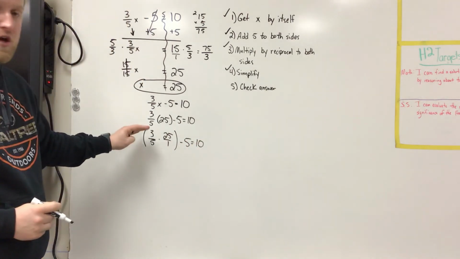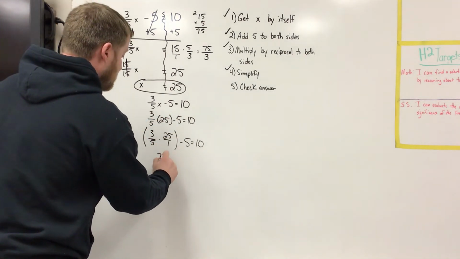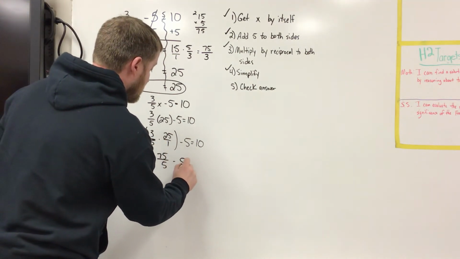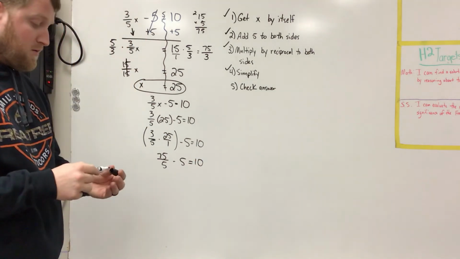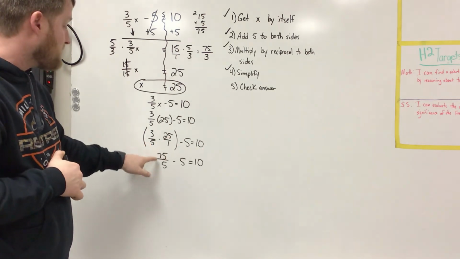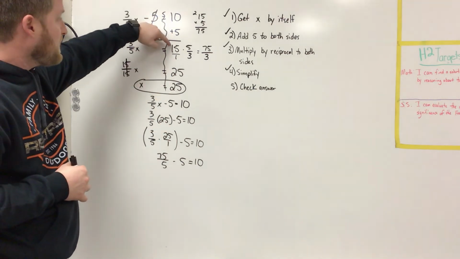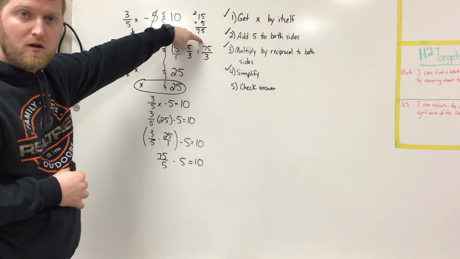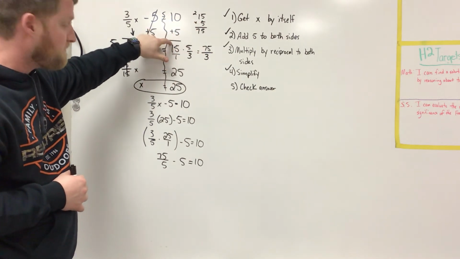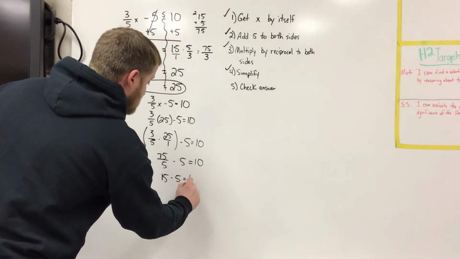Okay, so now let's go ahead and solve this multiplication problem here. 3 times 25 is 75. 5 times 1 is 5. Minus 5 equals 10. Now, remember, order of operations. Well, we're done with multiply. Now we got to deal with divide. This fraction is just saying 75 divided by 5. Well, let's go back up here. 15 times 5 was 75. So it would make sense if I work backwards. 75 divided by 5 is going to be 15. So I'm now left with 15 minus 5 equals 10.